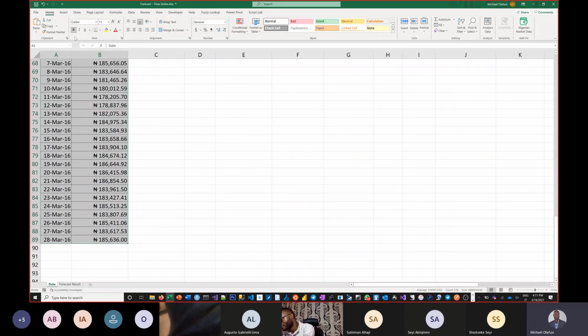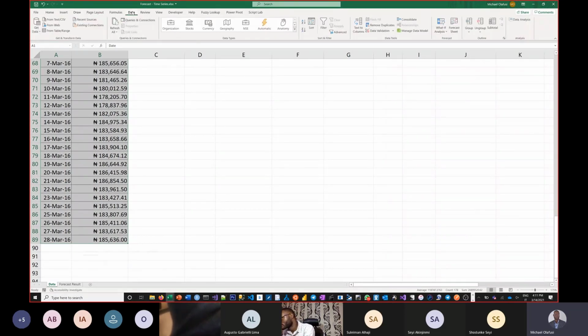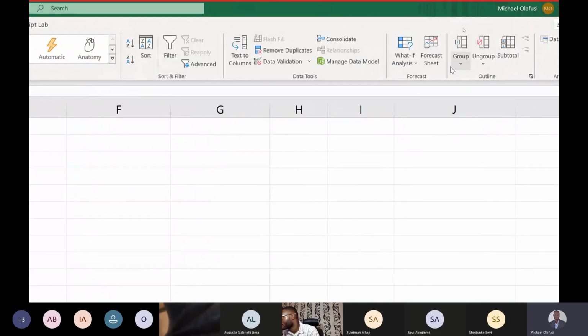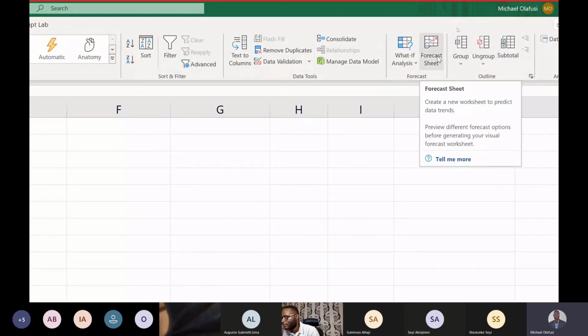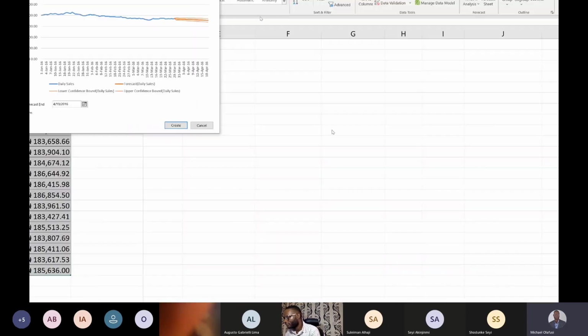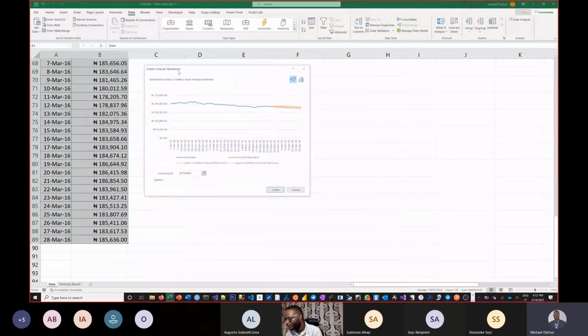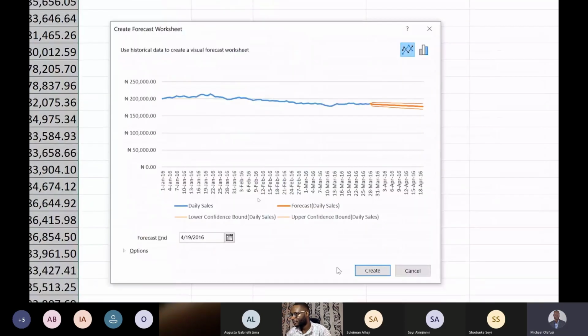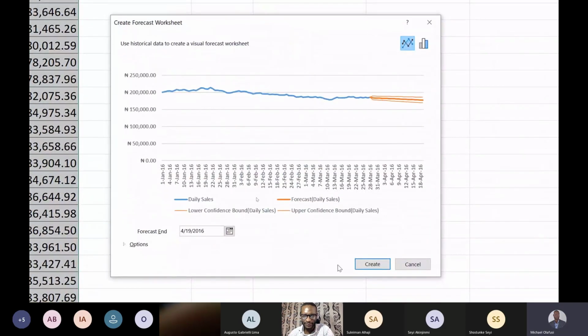So if you look at your Excel, after selecting the historical transactions that you have, if you go to the data menu and then you go in here, you will see Forecast Sheet, right? Now, if I click on Forecast Sheet, a window is going to come up. Let me zoom my screen so that we can see the window in a much larger way. Can you see this?